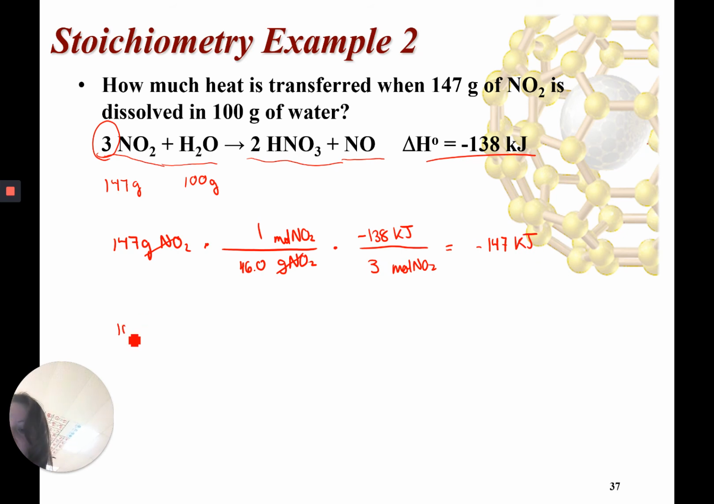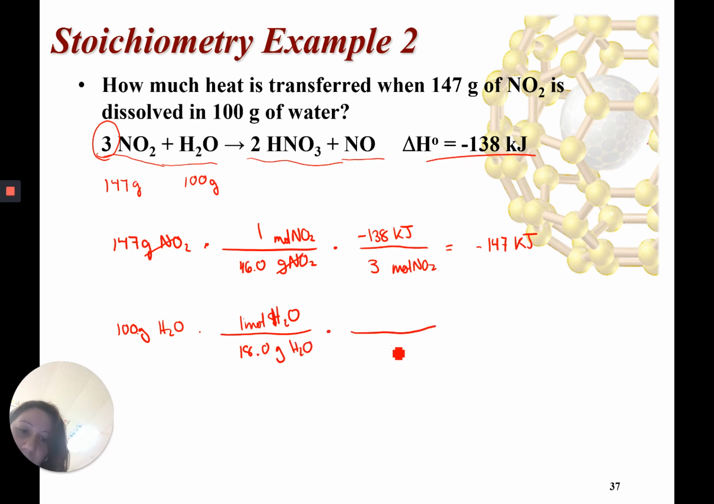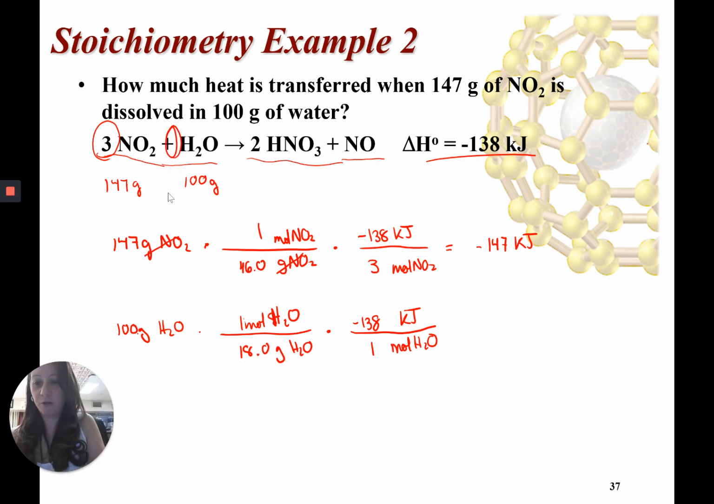I'm going to do the same thing for the water, 100 grams of water. Molar mass of water, H2O, is 18 grams. And then I'm going to go from moles of water to heat, and I know it's negative 138 kilojoules for every 1 mole of water. How did I get that? I get it because that's just 1 mole of water here. So this gives me negative 767 kilojoules.